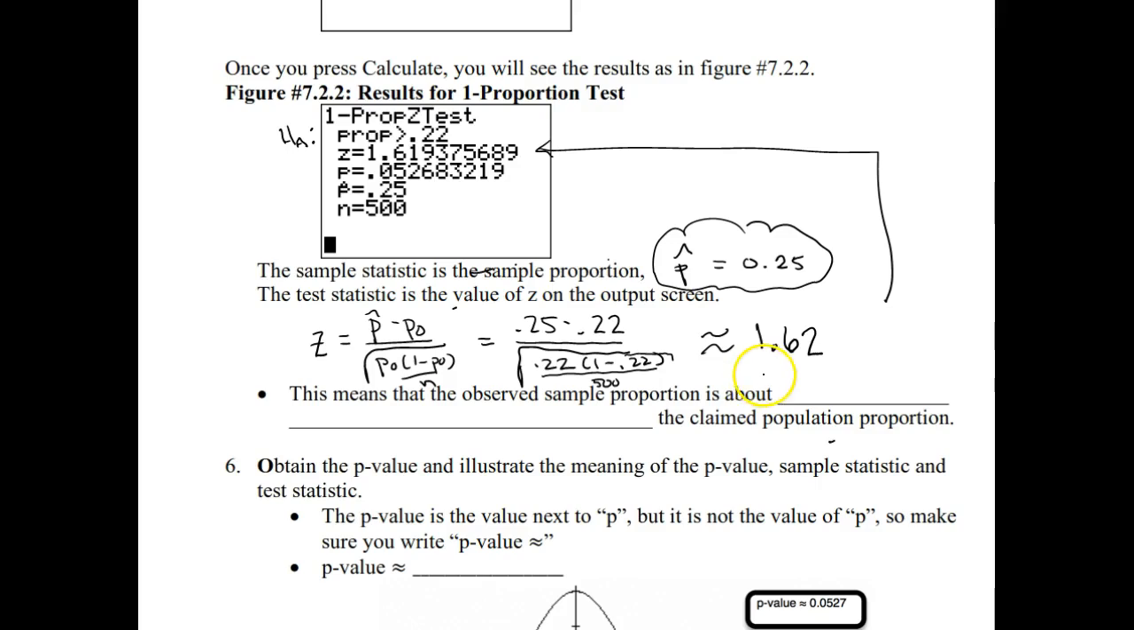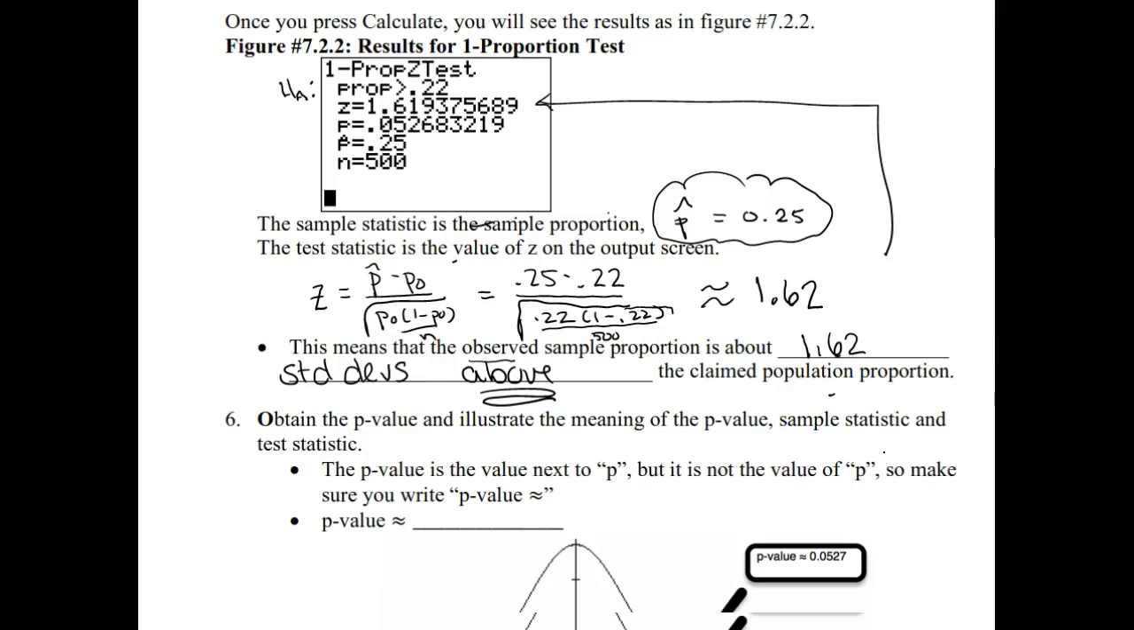Again, z-scores count standard deviations away from the claimed value. So this means that the observed sample proportion that we saw in the data is about 1.62 standard deviations above, since it came out positive, the claimed population proportion in the null hypothesis.